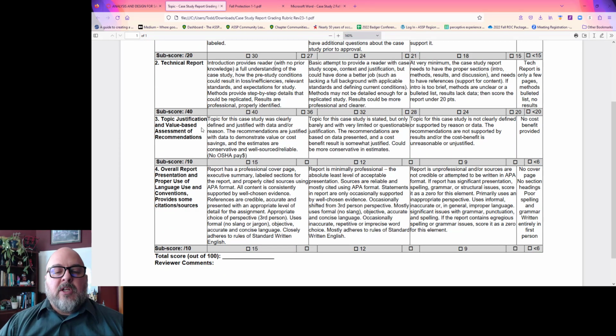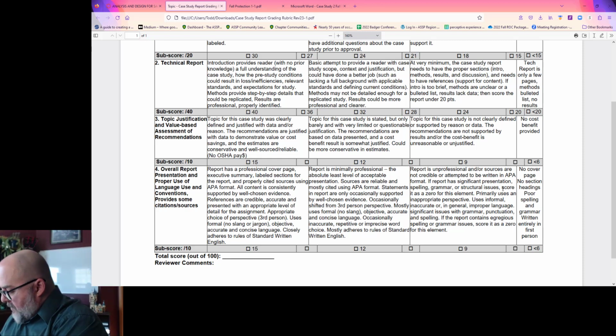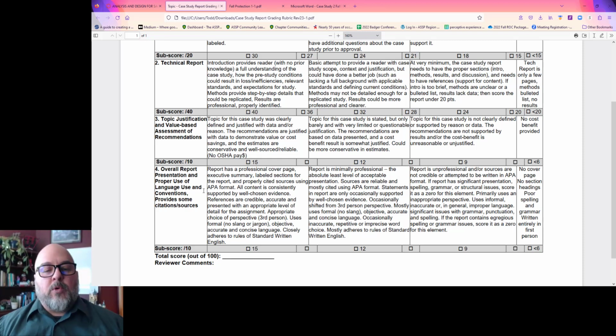The topic justification, I feel like he overestimated the loss and he didn't fully explain his recommendations. So only barely, with very limited, questionable recommendations based on data. He supposedly could be more conservative with estimates. Yeah, definitely. I'm gonna drop it down just below a 12 and give it an 11, because he could definitely improve in this area with just a little bit more work. I think he could get up into like a 14, 15 range.